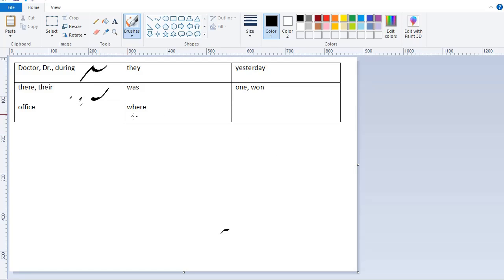And then we have office. Office is represented by your upward hook and your letter F. And then we have they. So yung ating they is represented by your over TH and then your letter E symbol.